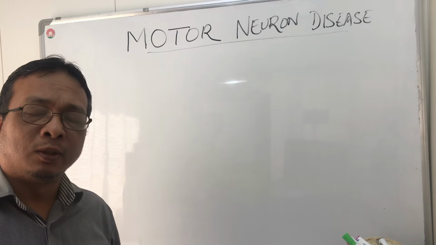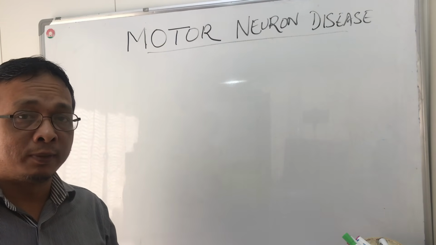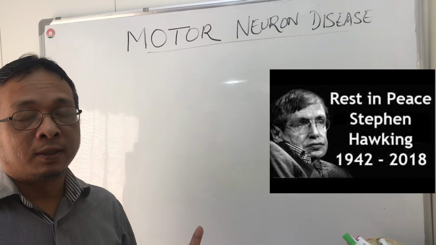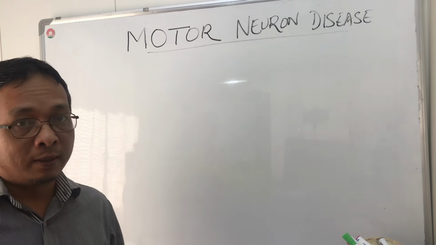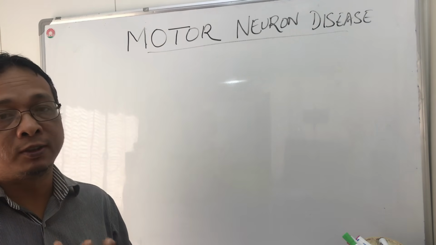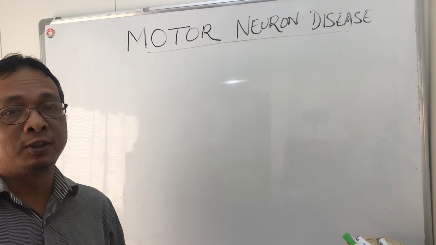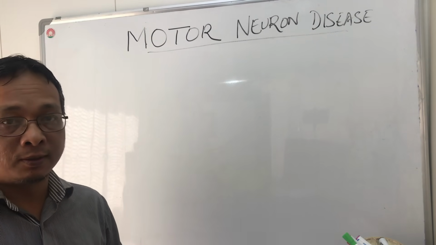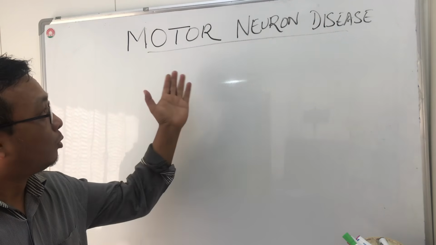So this disease we all know after the death of Professor Stephen Hawking in the year 2018. We all know everything about him. He was a great physicist, cosmologist, mathematician, and he passed away because of progressive muscular paralysis due to motor neuron disease.